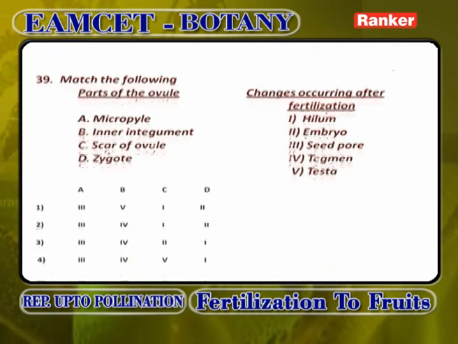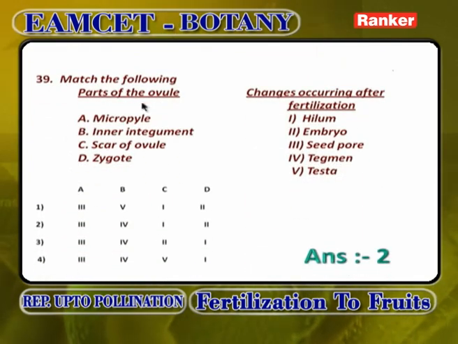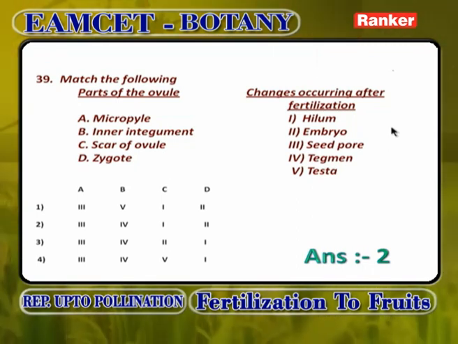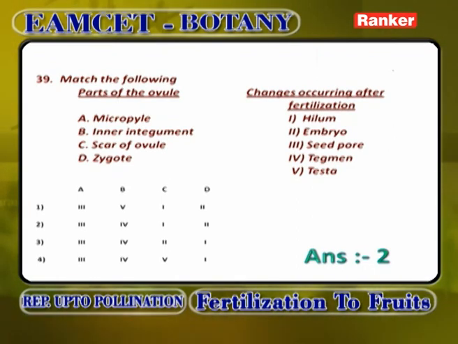Next. Micropyle, inner integument, scar of the ovule, zygote. For this, the answer is A3, B4, C1, D2. Micropyle becomes seed pore. Inner integument becomes tegmen. Scar of the ovule is hilum. Zygote develops into embryo. These are the changes occurring in parts of the ovule after fertilization.